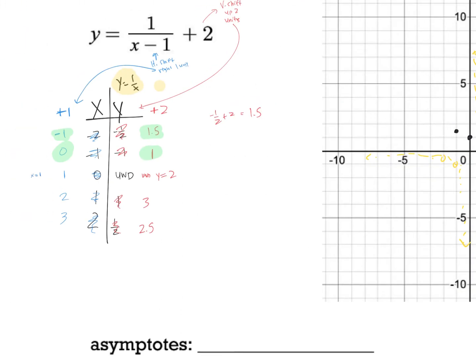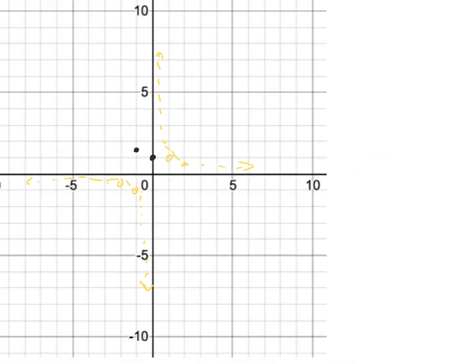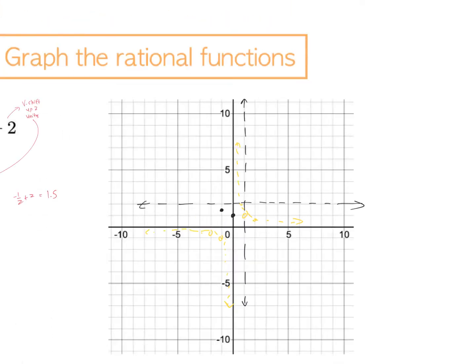Okay. Next, I'm going to graph my horizontal and vertical asymptotes. X is equal to 1 and y is equal to 2. So I'm going to graph x is equal to 1. Remember, that's a dotted or a dashed line. Okay. And then y is equal to 2. We shifted that up 2 units, so it's going to be about right there. Okay. And I'm going to keep going.